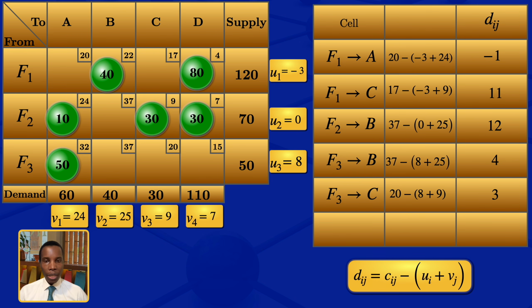And then lastly, we are looking at this cell here. That's cell F3 to D. We are looking at the 15, then minus the sum of these two values, and it will give us 15 minus 8 plus 7, and that will give us a 0.